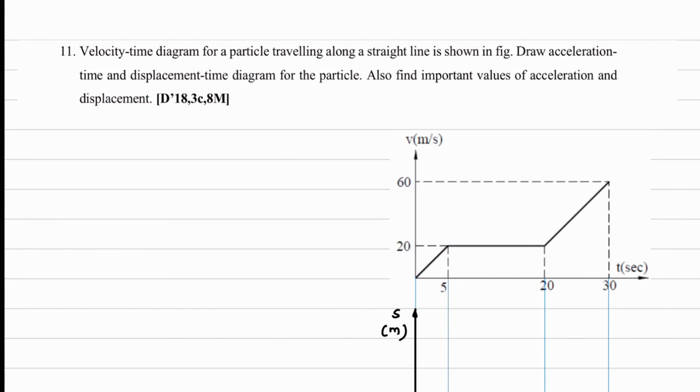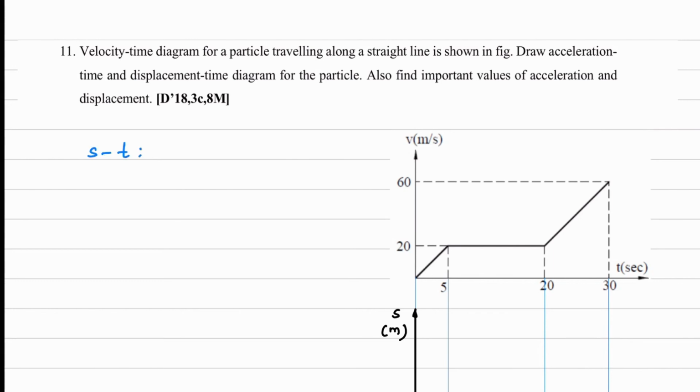So basically you have to calculate all the values and then you have to draw AT and ST diagram and mark those points on the diagram itself. So what is given? VT is given. So from VT we will first draw ST and then we will draw AT. So I'll write down the ST diagram.